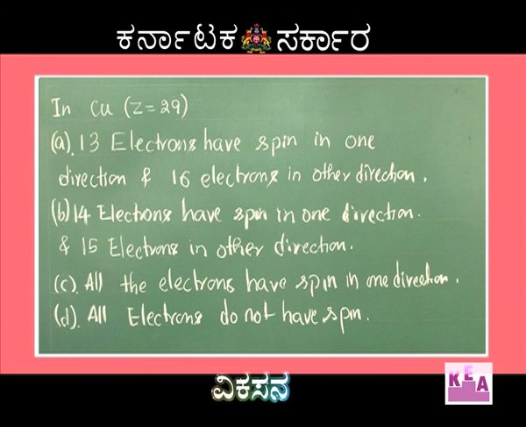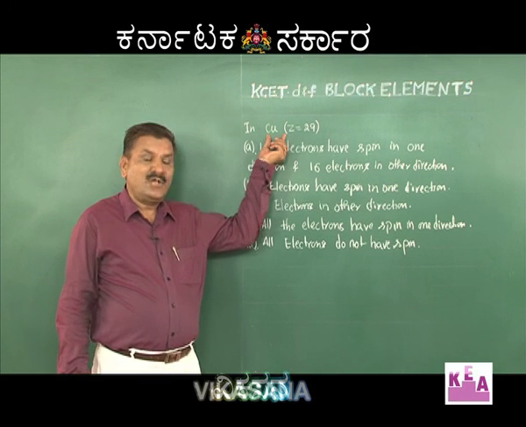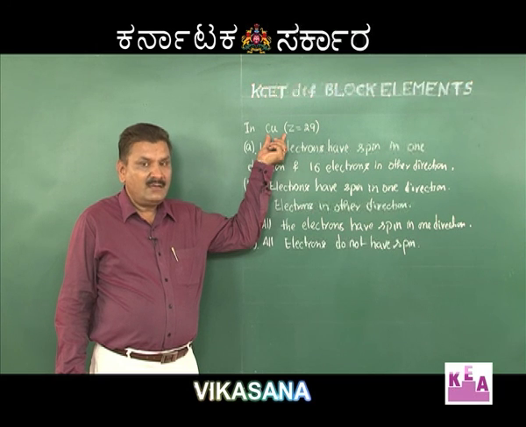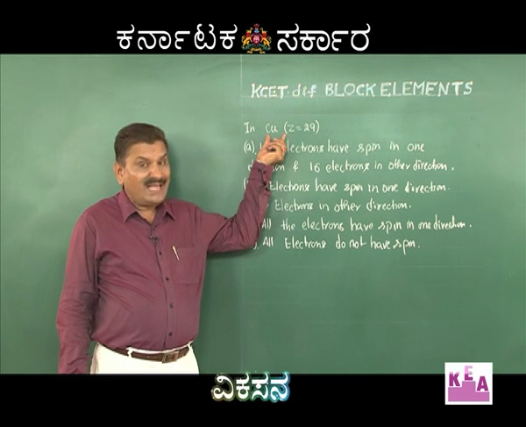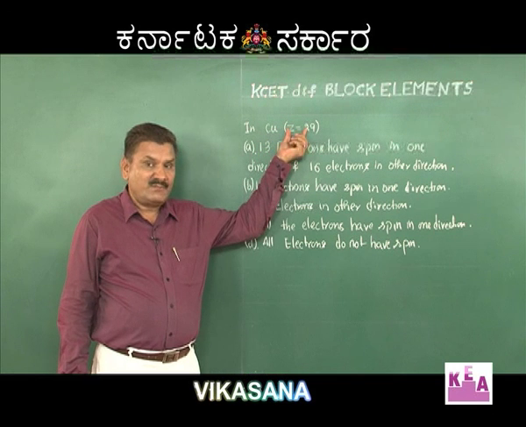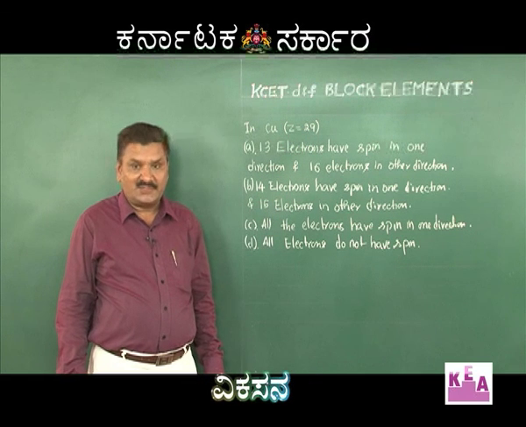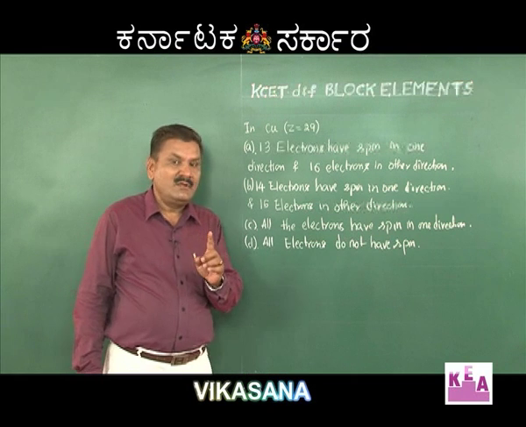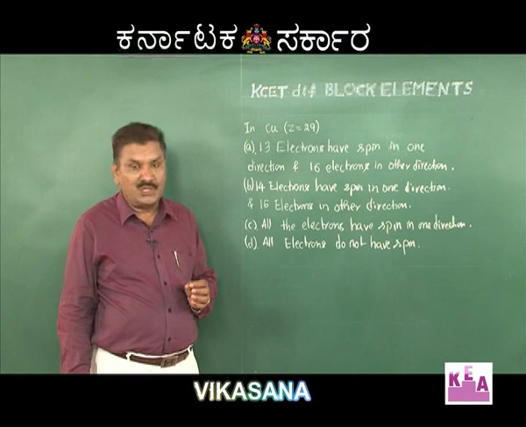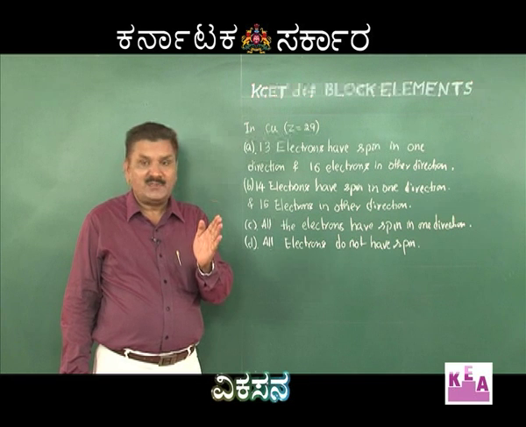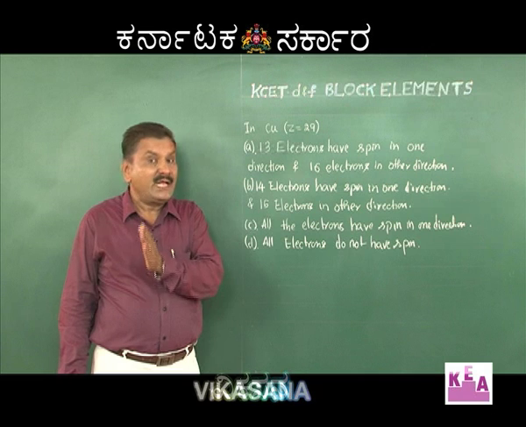Look at copper, atomic number 29. It has the electronic configuration argon configuration followed by 3d10 4s1. When I say 3d10 4s1, totally there are 29 electrons. Out of the 29 electrons, 28 electrons are paired electrons. In a pair of electrons, one electron has clockwise spin motion and the other electron has anti-clockwise spin motion. Out of 28 electrons, 14 electrons have clockwise spin and the remaining 14 have anti-clockwise spin.